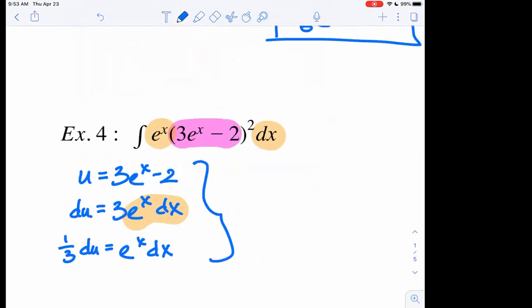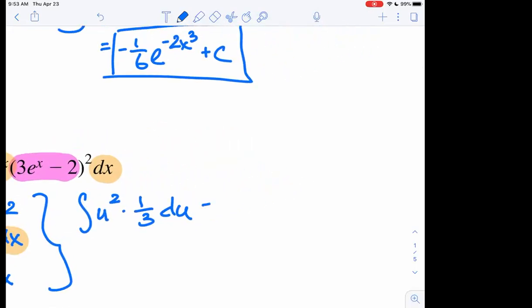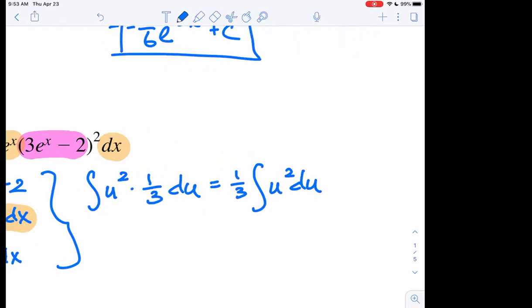So let's go ahead and plug everything in. So I've got the integral of u squared times 1/3 du. Now I'm going to go ahead and take that 1/3 out to the front. Okay. Now what rule am I going to use to find my antiderivative here, or my integral? Power rule. Yeah, it's going to be power rule.